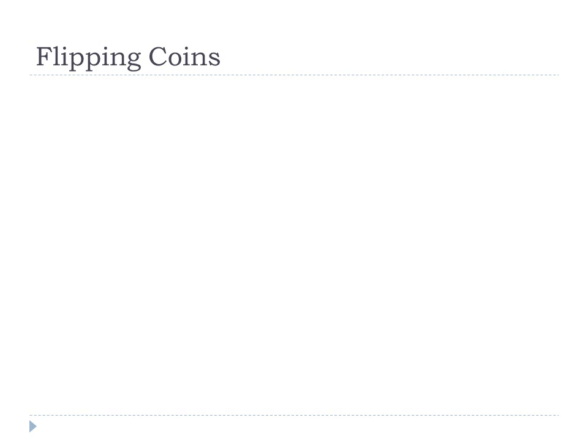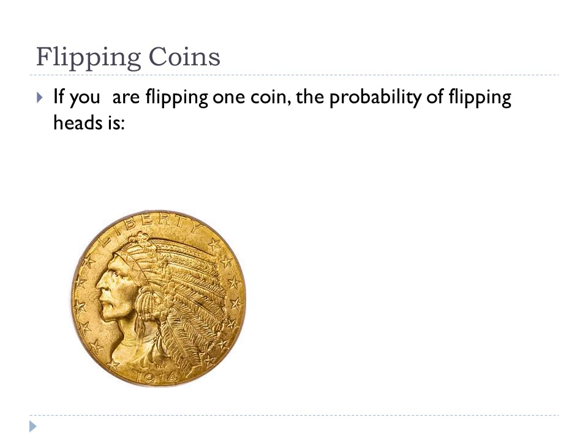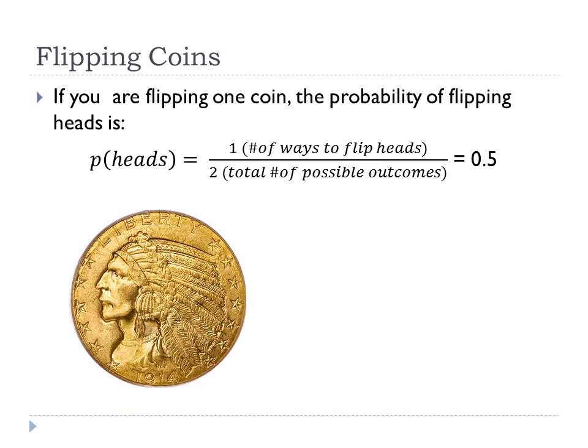So let's start with some examples. Easiest example is an example of flipping coins, right? So if you're going to flip one coin, the probability of flipping heads is 0.5, right? Or 50%, 50-50. So essentially, we'll consider the math that goes along with this.